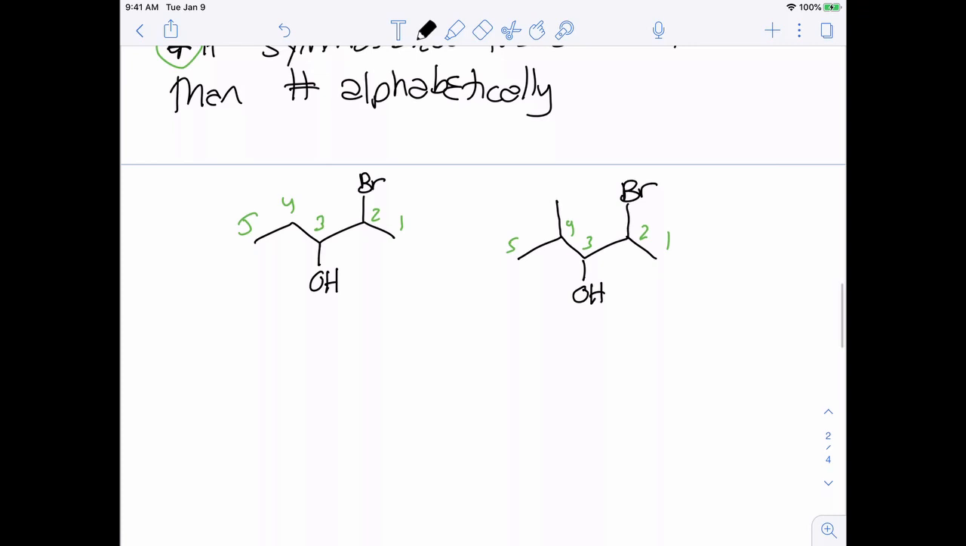So kind of the deal is you're going to do carbon number, a dash. Remember, we always put dashes between numbers and letters, and then the name of the substituent.